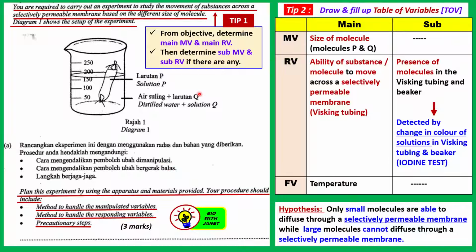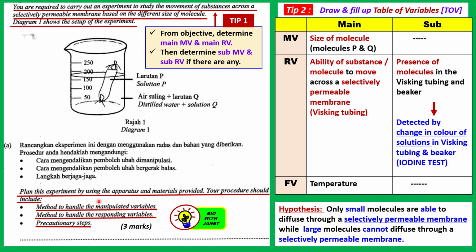Now, let's come back to our question. After you have done number 1 here, tick 1, and tick 2, you have drawn this out, you're clear about all this, then you know it's very easy to carry out the experiment and plan the procedure.